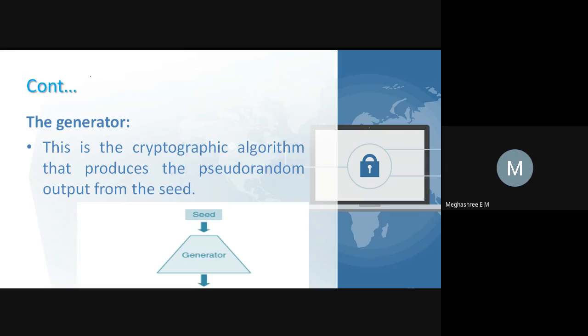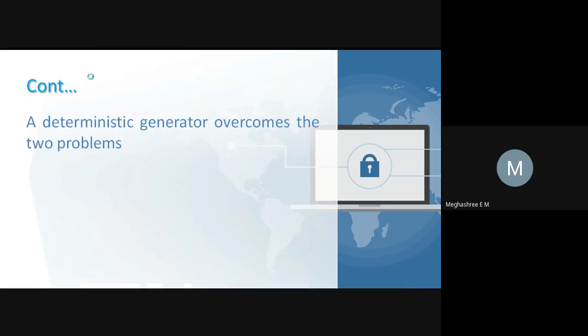So this question is very important. They may ask you to explain the deterministic generator. In that case, you have to explain it properly based on the marks. If they ask you for 4 marks, you keep it short. If they ask you for 6 or 7 marks, you have to explain it in detail.